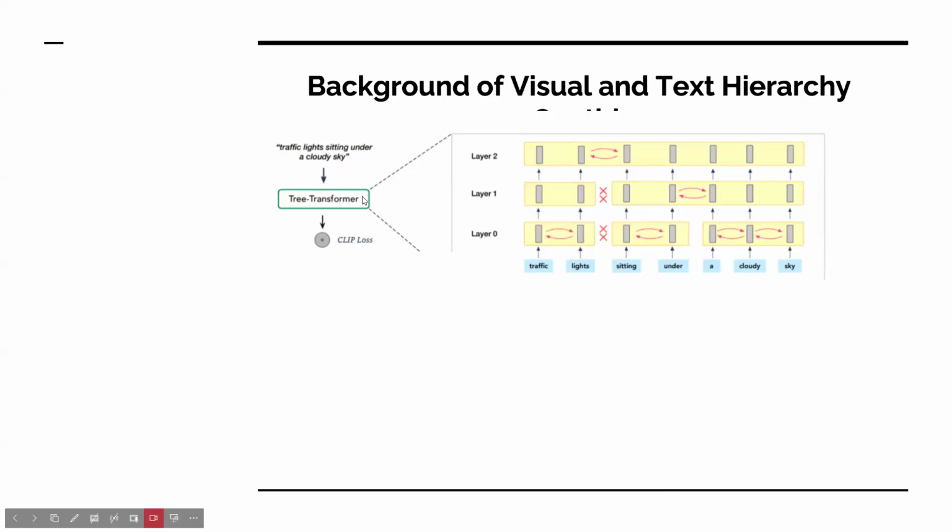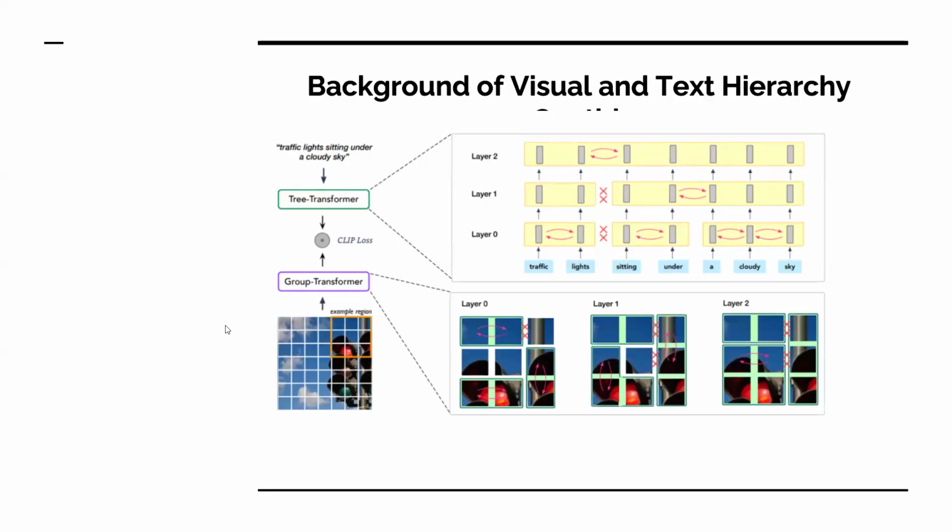Okay. So here's a diagram. This half is going to be the text. So the text goes into this tree transformer, and then we're starting at layer 0. It's going to find the neighbors that it has high affinity for. As you can see here, it decides that these are not a good match. And then layer 1, it'll find more relationships, and then layer 2, the same. So like traffic and lights are very closely related, whereas lights and sitting are not related in this layer.